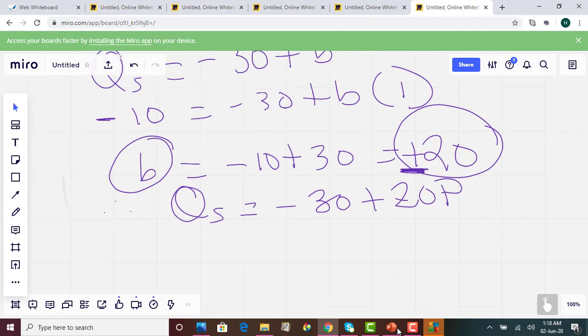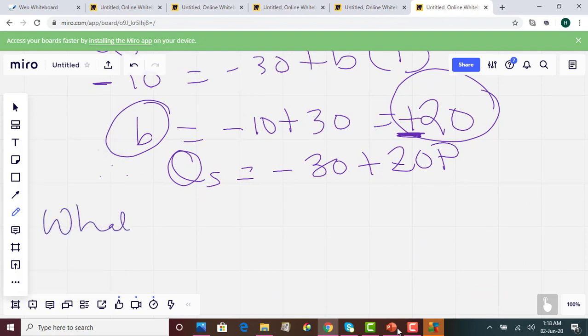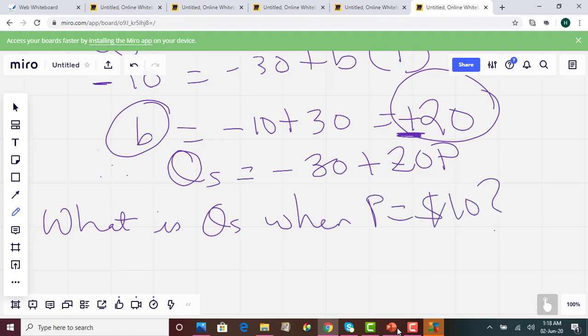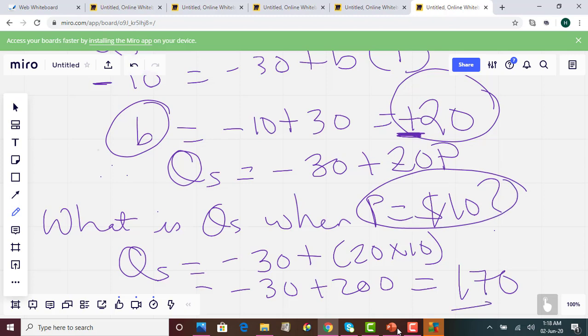Now given this equation, if I ask you what is your quantity supplied when price is 10, now that you have the equation, you can easily calculate, right? Quantity supplied equals minus 30 plus 20 times 10. So minus 30 plus 200 equals 170. So when the price is $10, the quantity supplied will be 170.